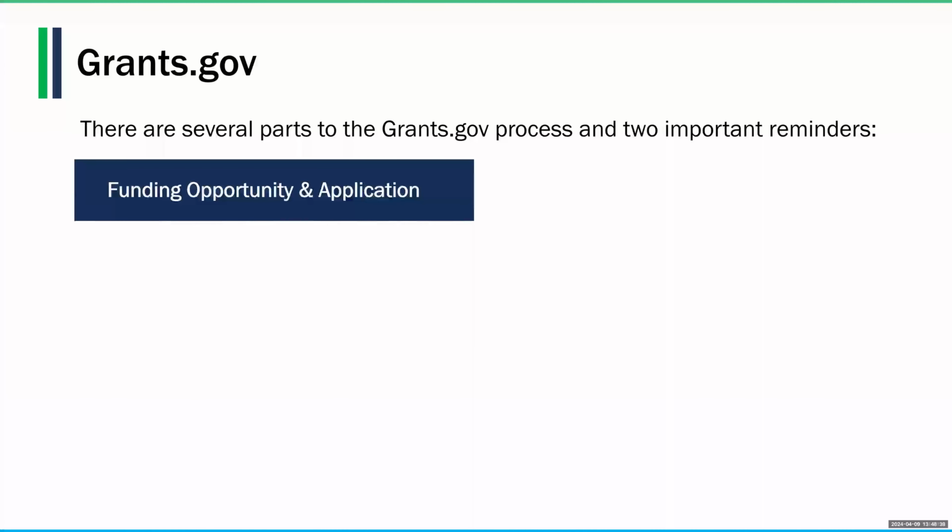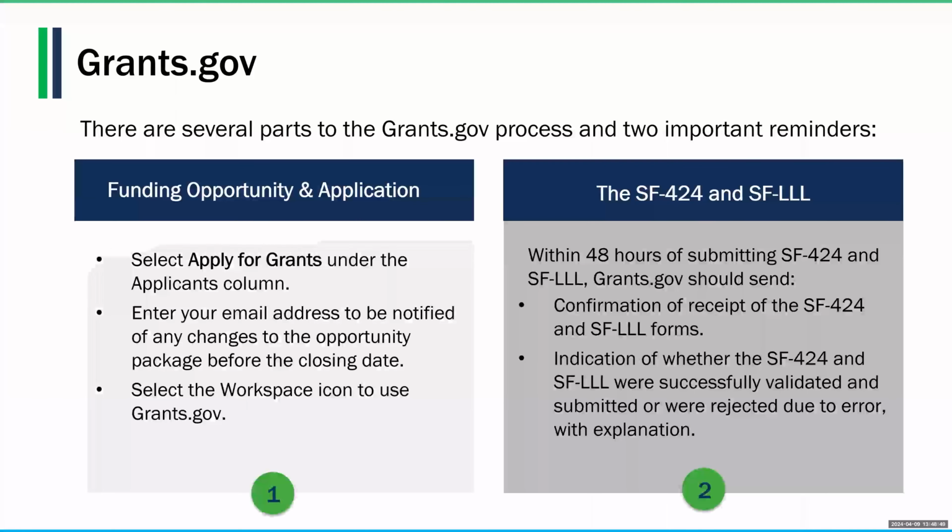Now, this grants.gov login is separate from Just Grants. Grants.gov provides access to your funding opportunities. Once you get into grants.gov, you're going to begin by selecting the opportunity that you want to apply for. You'll make sure you're logged in with the email address where you want to receive all of your notifications.